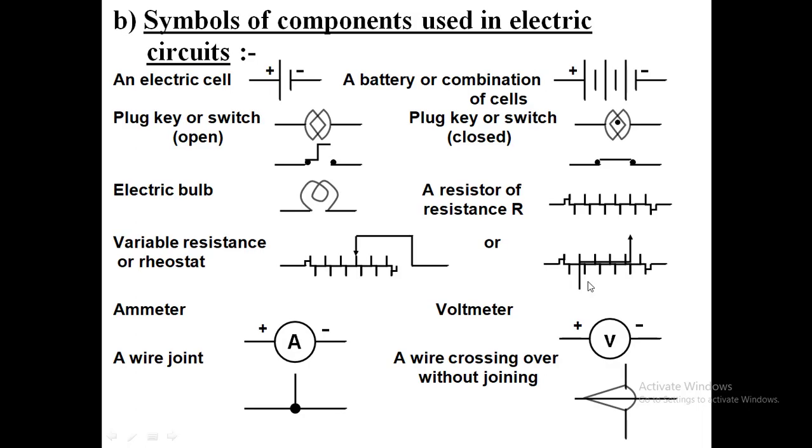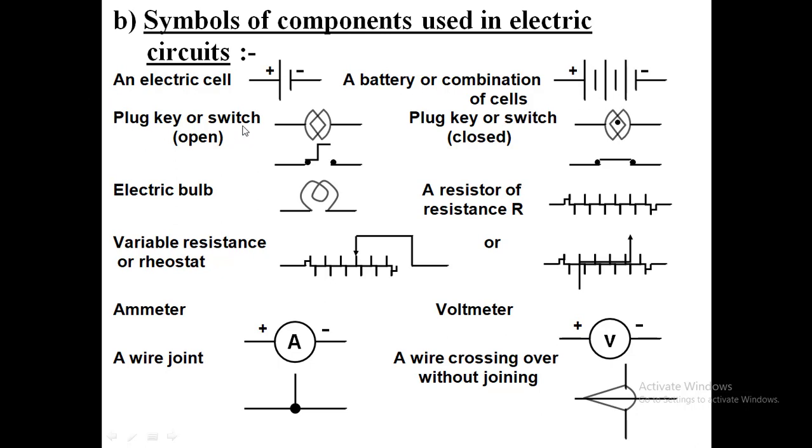Now, symbols of components used in an electric circuit. Now you can see the list of symbols which are used in an electric circuit. The first one is an electric cell. An electric cell will have a positive terminal and a negative terminal. Whereas if you have many cells combined together, it is called a battery. So a battery or a combination of cells is represented like this.